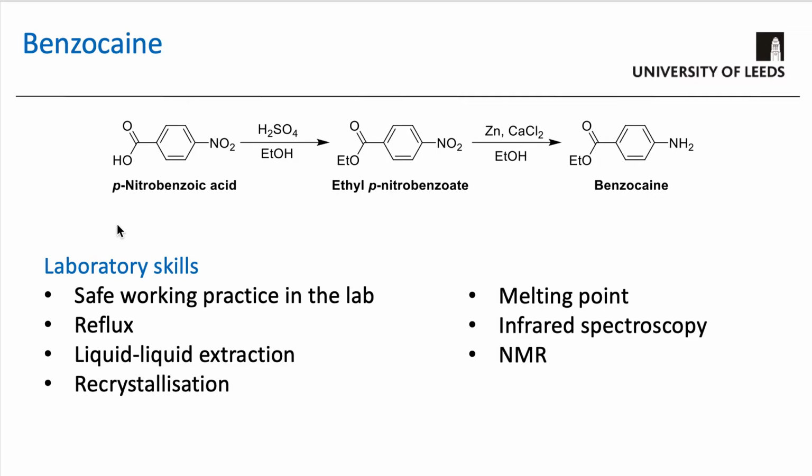Okay, so this is the briefing for the benzocaine experiment. Benzocaine, the final product, is actually an analgesic compound, and you're going to make this molecule in 2 steps, starting with nitrobenzoic acid, doing an esterification to convert the acid to an ethyl ester, and then reducing the nitro group to an amine to give you benzocaine.